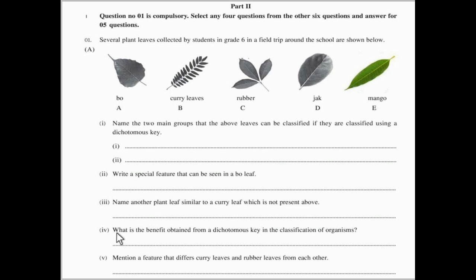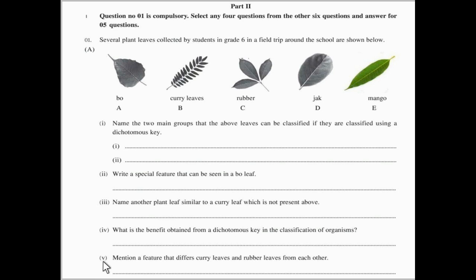Next one, what is the benefit obtained from a dichotomous key in a classification of organisms? The most important benefit of using a dichotomous key is we can separate them by using the appearance. We consider just the appearance. By considering the appearance, we can classify them.